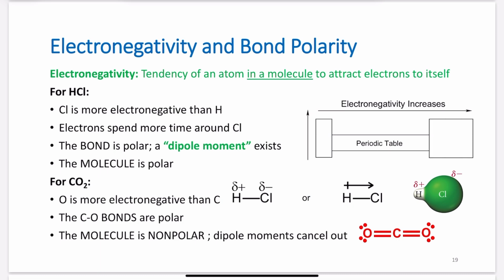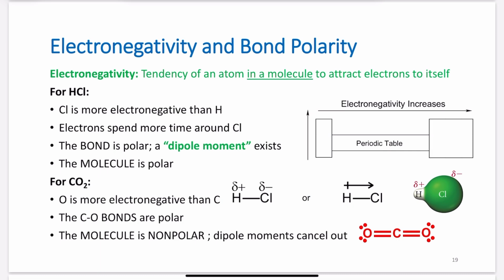It's kind of like they're playing tug of war for the electrons, and the chlorine's winning the tug of war. It's not completely pulling all the electrons away from the hydrogen, but it's still pulling more of the rope towards itself. So for HCl, since chlorine again is more electronegative than hydrogen, the electrons are going to spend more time around the chlorine atom of this molecule.